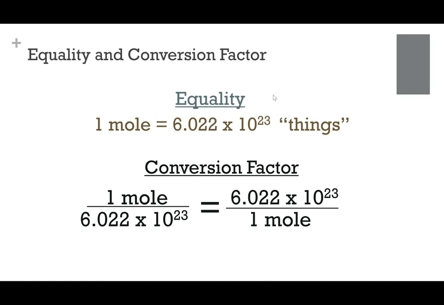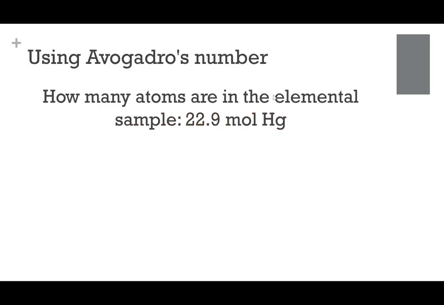Okay. So what I want to do now is I want to just very slowly go through an example with you. How many atoms are in an elemental sample of 22.9 moles of mercury? This is simply a unit conversion problem. So for every unit conversion problem we're ever going to do this semester, what's the first thing we always do? We write down the information that's given.